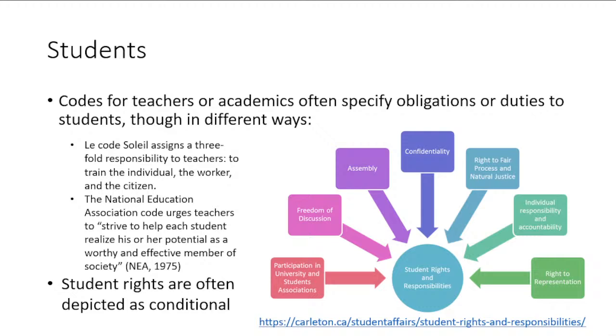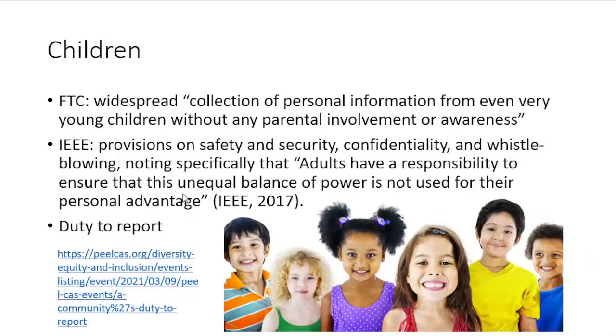So here we have in Carleton the various rights, including participation in students' associations, freedom of discovery, freedom of discussion, assembly, confidentiality, right to a fair process and natural justice, but also individual responsibility and accountability, and then finally the student's right to representation. Along the same lines, we have the ethical obligation to children. Again, we don't see a lot of discussion in the different codes of ethics specifically with respect to children, although it does come up.